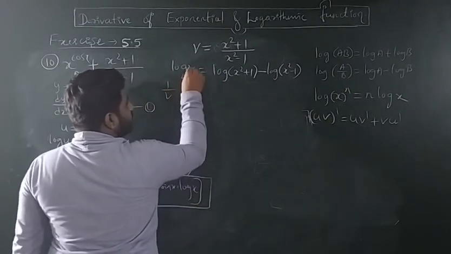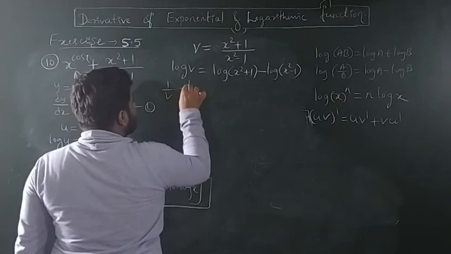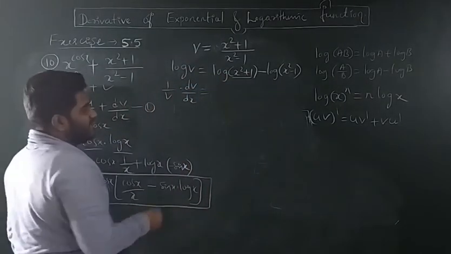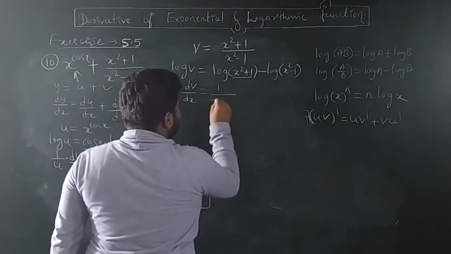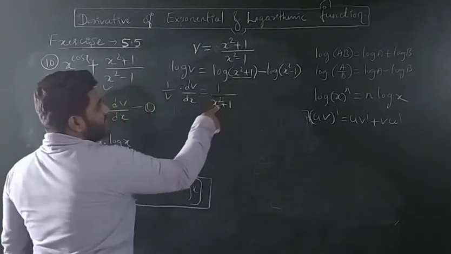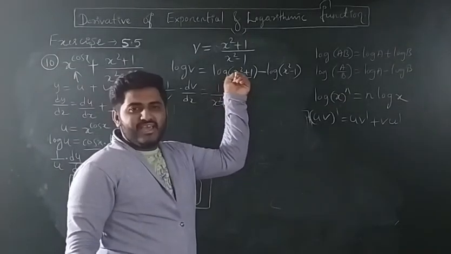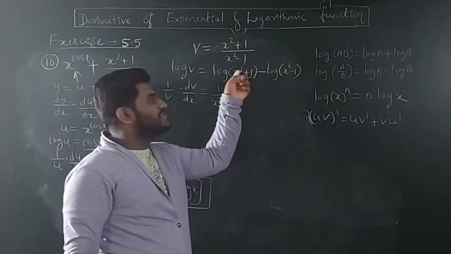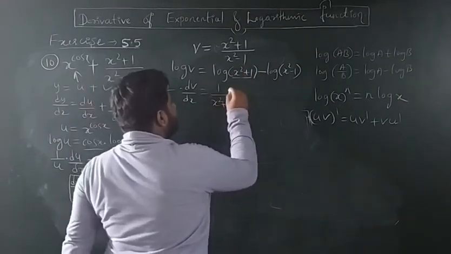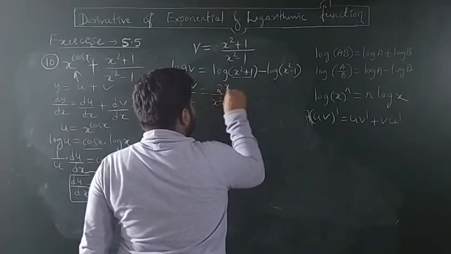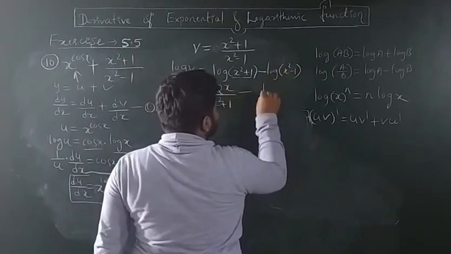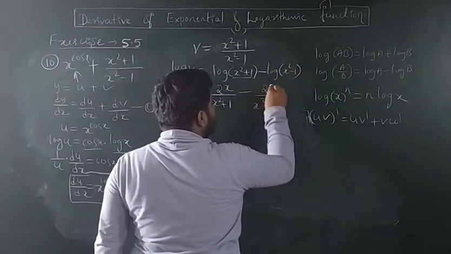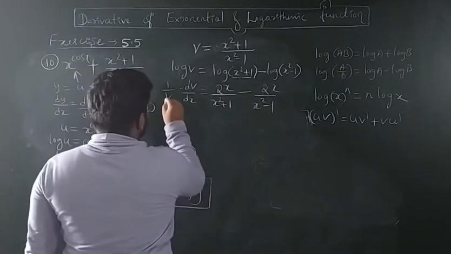Okay, now differentiate. log v differentiation is 1 by v into dv by dx. Differentiation of log x is 1 divided by x, but in terms of x we are having x square plus 1. So differentiation of x square plus 1 is 2x plus 0, nothing but 2x. Next, minus, again the same thing, 1 divided by x square minus 1, and differentiation of x square minus 1 is again 2x. Right, so take v this side.